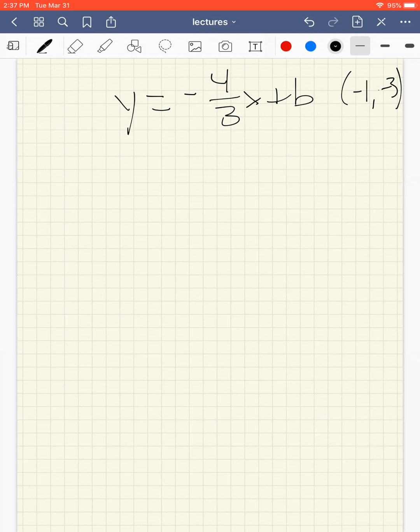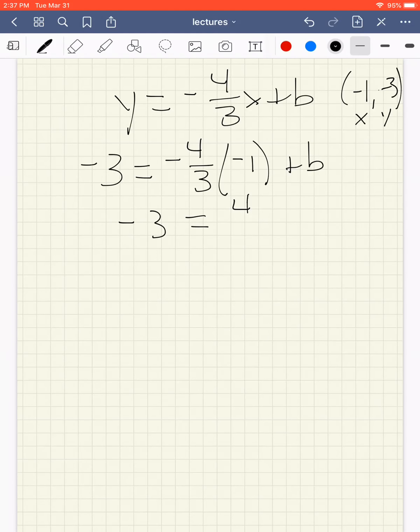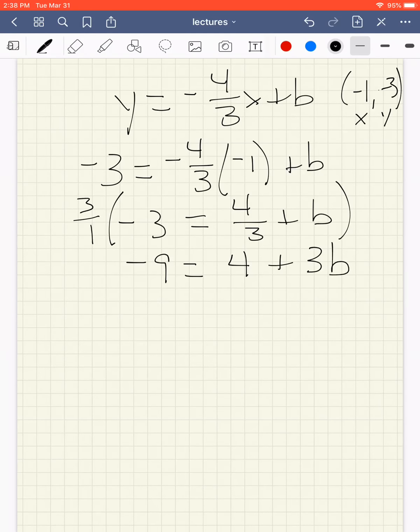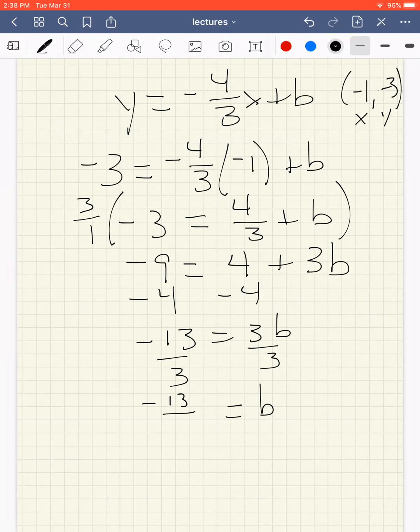Just like last lesson, we're going to plug this in for x and this in for y. So we'll have -3 equals -4/3 times -1 plus b. So -3 will be equal to 4/3 plus b. To get rid of those fractions, we can multiply everything by 3. So we'll get -9 equals 4 plus 3b, and subtract 4. So -13 equals 3b. Divide both sides by 3. So b is equal to -13/3.